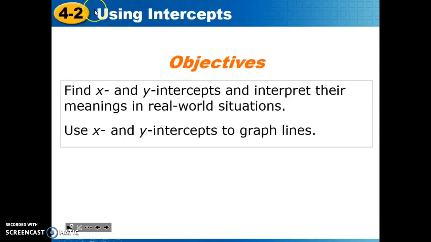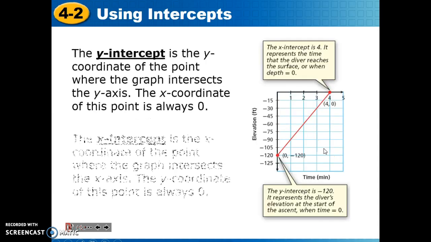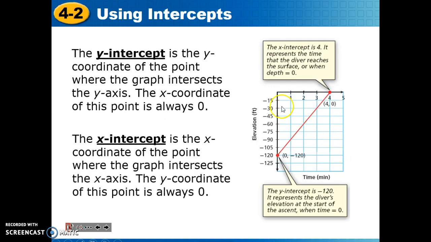Good morning. Today, lesson 4.2, we're going to be talking about using intercepts of a function to graph that function. So our objectives today are to find the x and y intercepts and interpret their meanings based on the variables that we are talking about the relation for. And we're going to use x and y intercepts to graph lines. Take a quick second to write down x-intercept, y-intercept. That's our main topic for the day, the two intercepts, and what they mean.